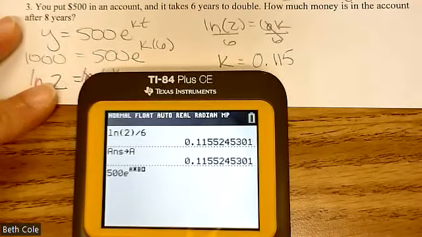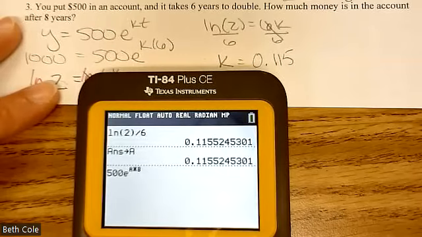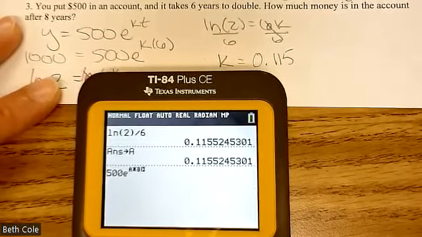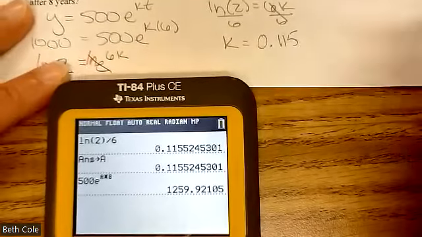Now it took 6 years to double. So in 6 years, we had $1,000. So in 8 years, you should have more than $1,000. So you should get an answer more than 1,000. Always think about that because you want to make sure your answer makes sense.